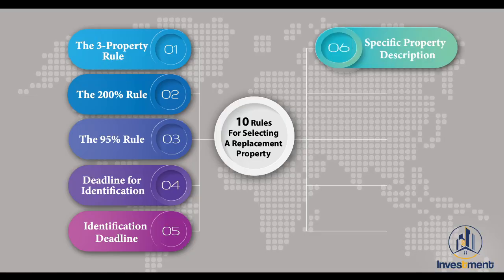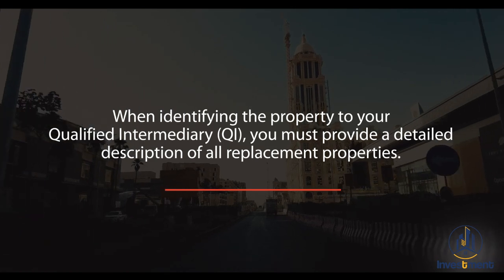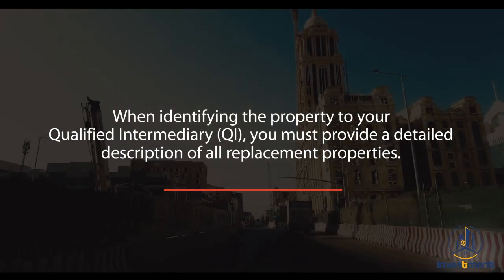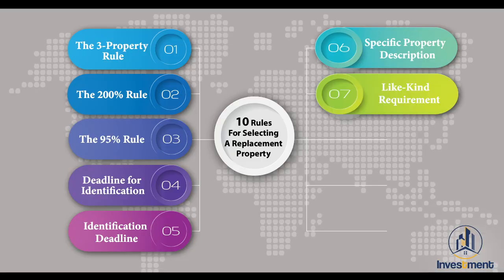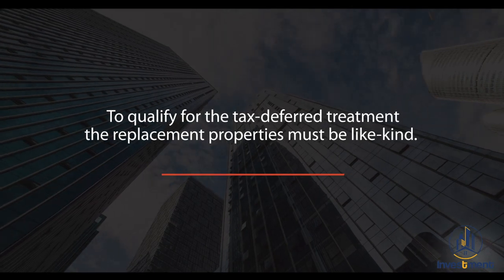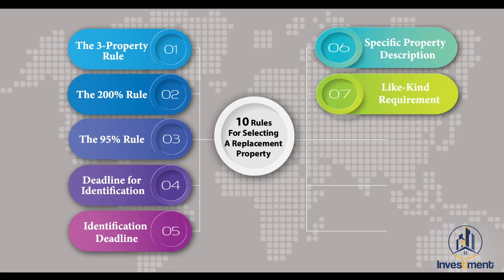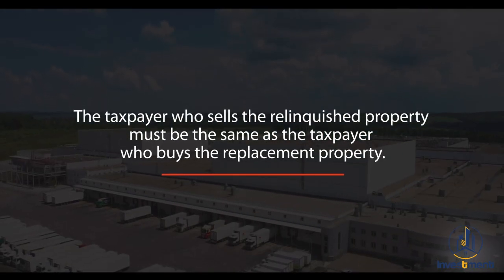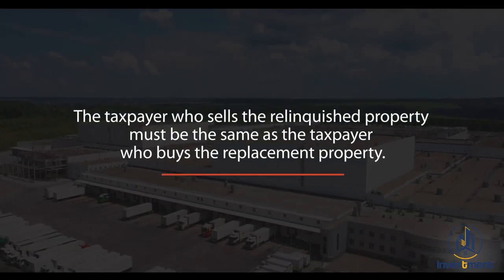Specific property description. When identifying the property to your qualified intermediary, you must provide a detailed description of all replacement properties. Like-kind requirement. To qualify for the tax-deferred treatment, the replacement properties must be like-kind. Same taxpayer requirements. The taxpayer who sells the relinquished property must be the same as the taxpayer who buys the replacement property.